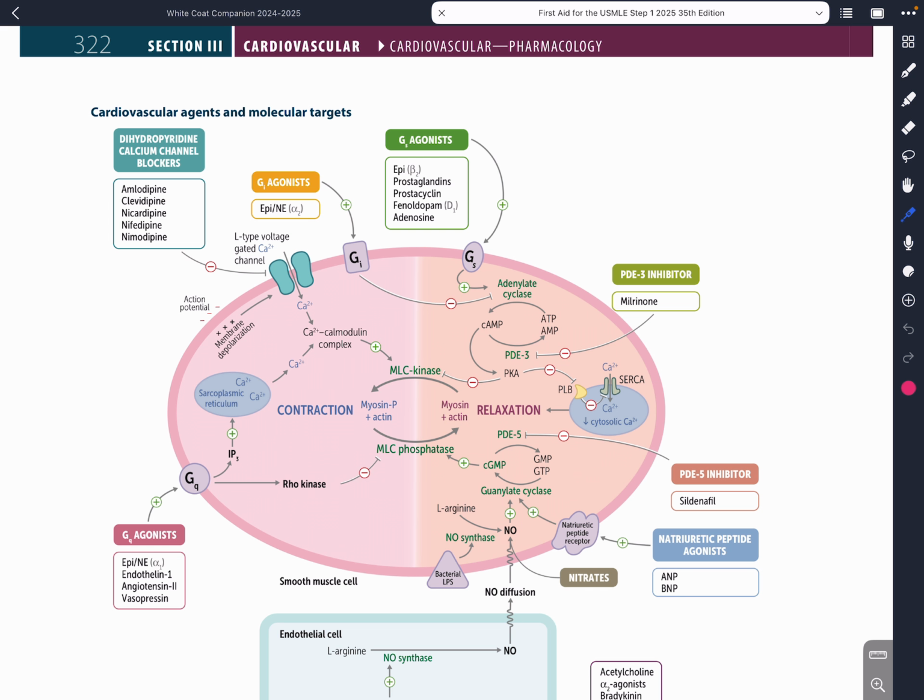So natriuretic peptide agonists act on the natriuretic peptide receptor, ANP and BNP, which eventually positively converts GTP to cGMP via guanylate cyclase. So ANP and BNP are natriuretic peptide agonists, and they act on natriuretic peptide receptors.